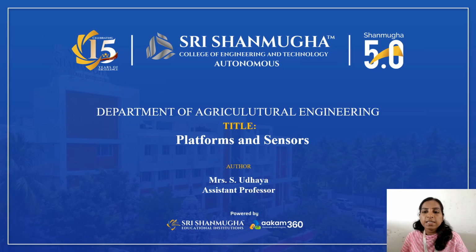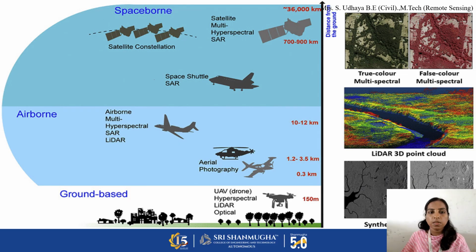In this lecture video, we are going to discuss the topic remote sensing platforms and sensors. As you can see in this image, platforms represent the vehicles which are used to carry the remote sensors. In this picture, we can see some of the spaceborne platforms, airborne platforms, and ground-based platforms. We will discuss each of these different types of platforms in detail.